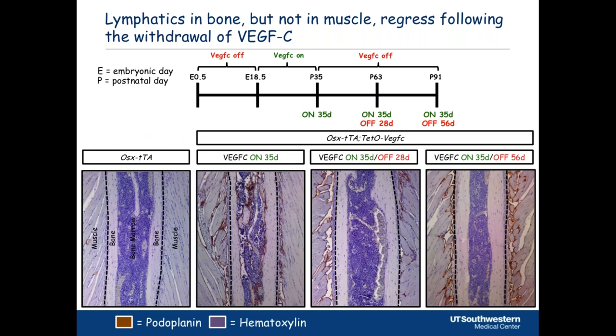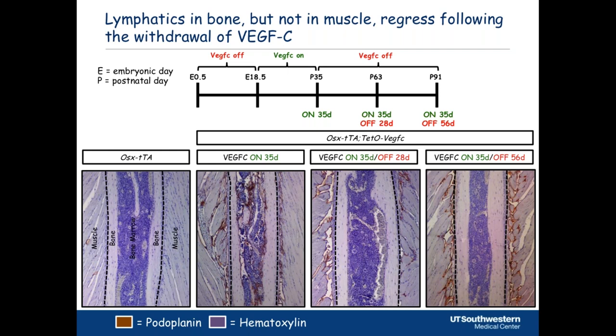We then performed a longer experiment where we induced the expression of VEGF-C for 35 days, and then we inhibited its expression for either 28 or 56 days. And what we're looking at here are longitudinal sections of rib. And these ribs have been stained with an antibody that detects podoplanin, another marker of lymphatic endothelium. And you can see in the single transgenic animal, there are no lymphatic vessels in the bone, and there are a few lymphatics in the adjacent muscle.